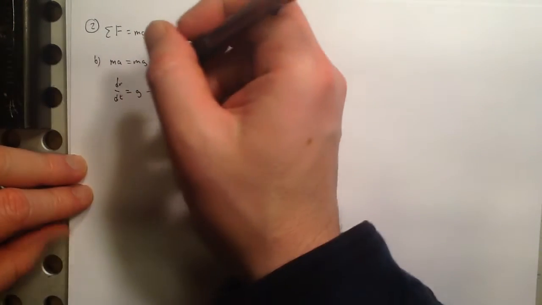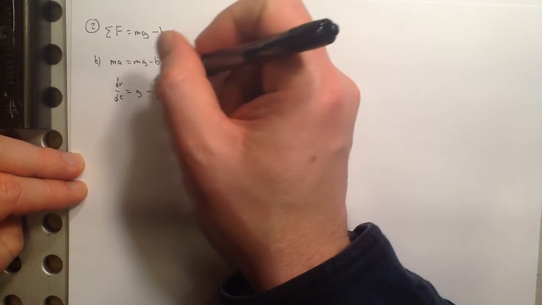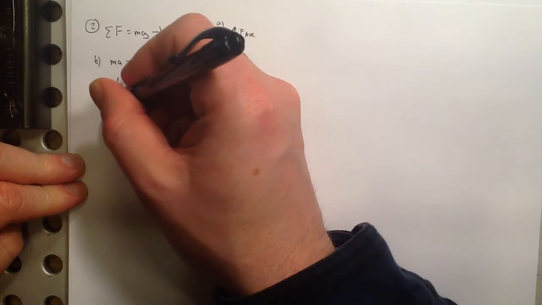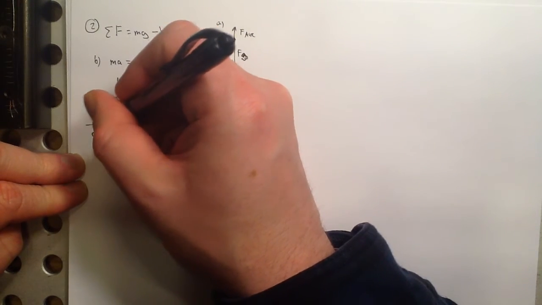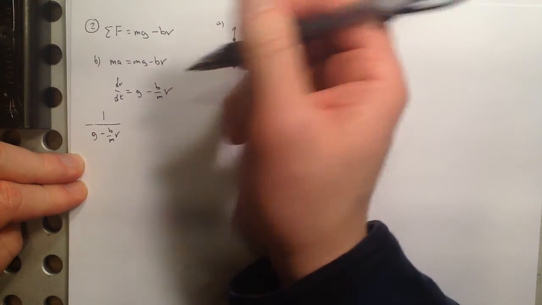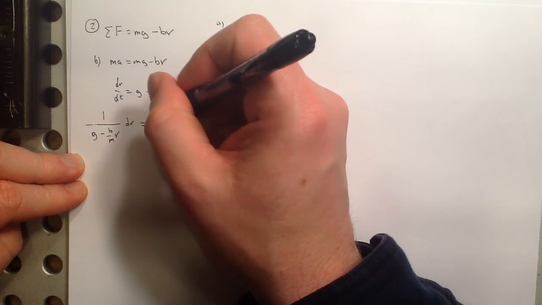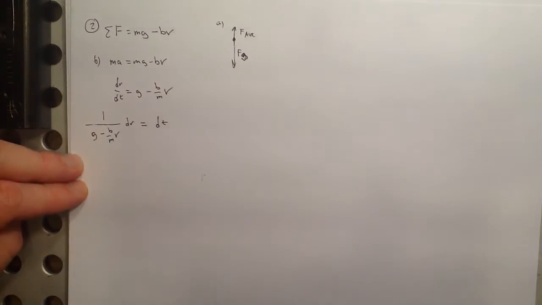Then I'm going to separate my variables. Because I can only separate by multiplication and division, I have to divide this entire thing to the other side, as unpleasant as that might look. And then on the other side, I just have dt, all by its lonesome.